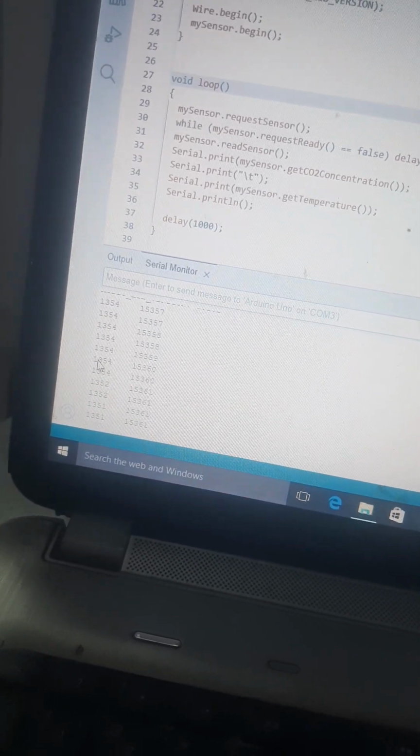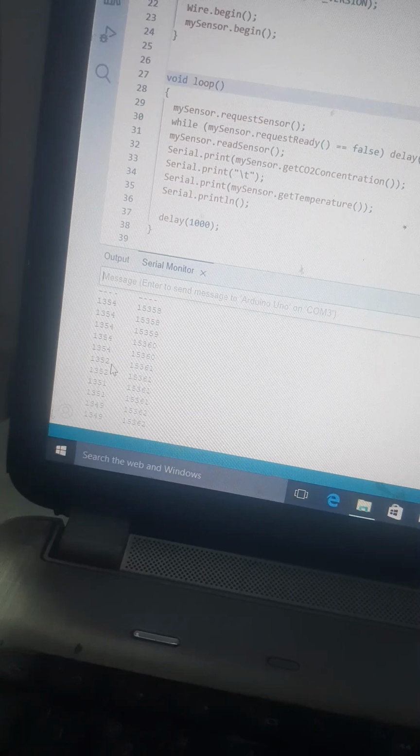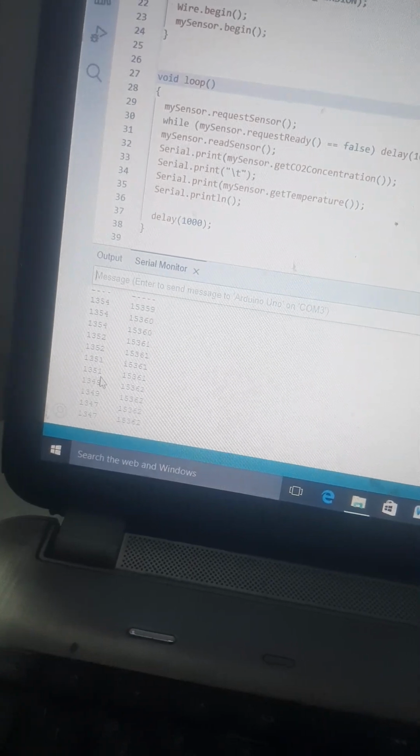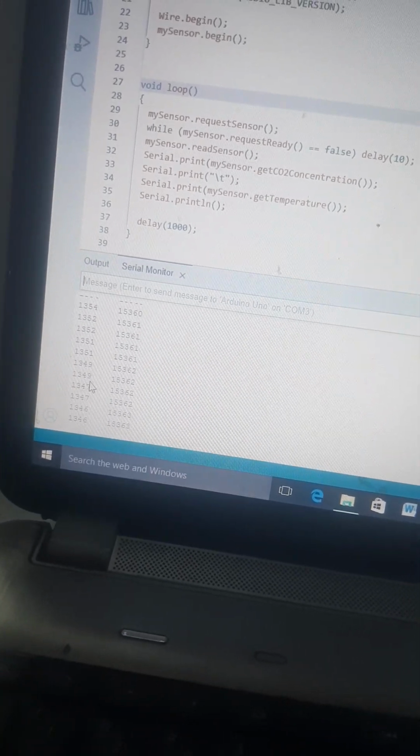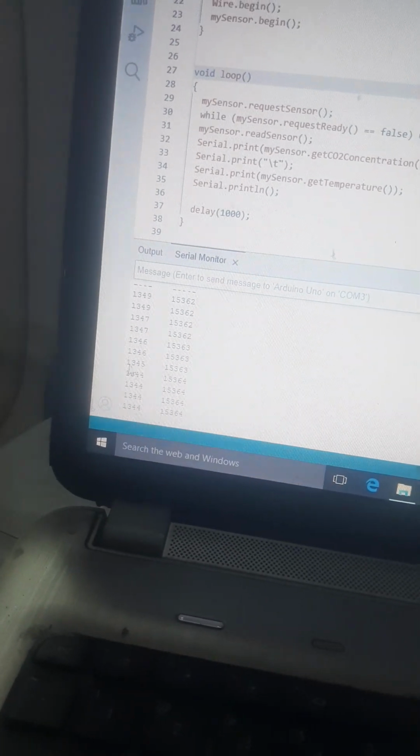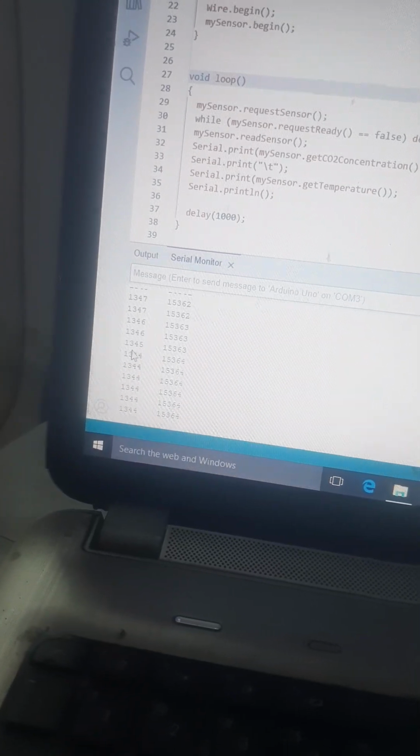The value of the carbon dioxide concentration is about 1351 in ambient air in Delhi, more specifically in the Chhatarpur area of Delhi. It is pretty high compared to what normal values are. This is actually quite high.